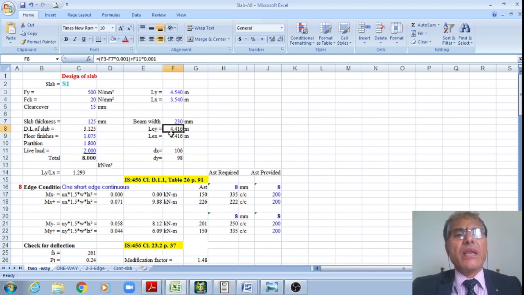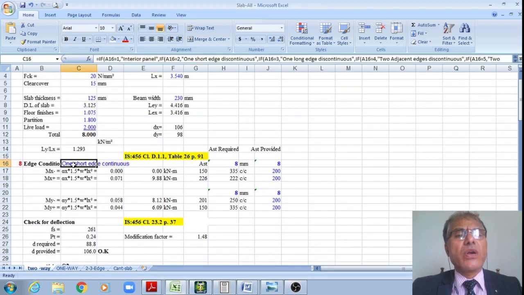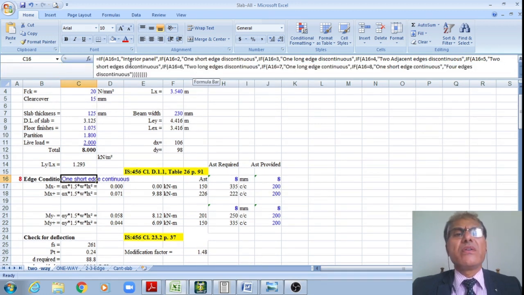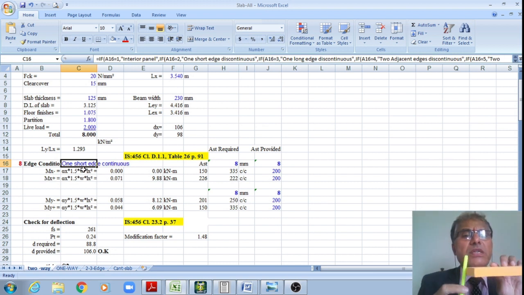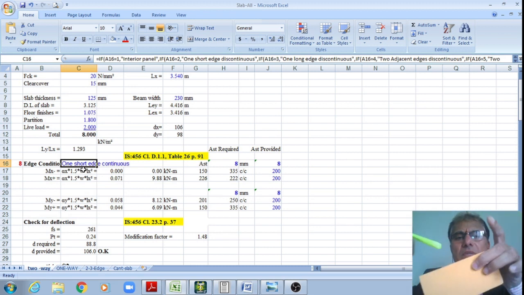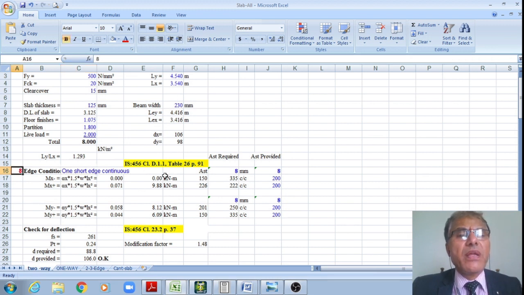And now I'll calculate what is the effective length in the long span as well as short span directions, right? And I'll get alpha is equal to LY by LX, 1.293. Once I get this, I'll go to this IS 456 clause D-1.1. Just now we have seen the table 26, page number 91. Whereas I do have these edge conditions, one short edge discontinuous, like this you can see, right? There are the 9 edge conditions, right? Therefore now the appropriate edge condition is one short edge discontinuous, whereas the other 3 edges are continuous. So this is the edge condition 8 from the table.